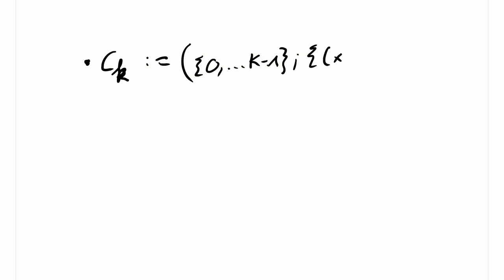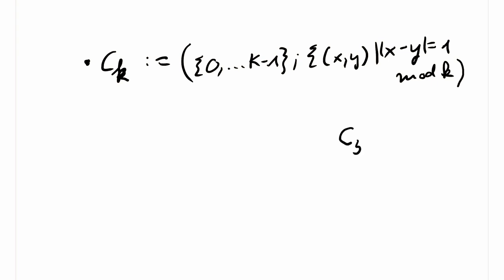Let's start with Ck without a directed arc above it. It's the undirected cycle. It's the graph with the vertices 0 up to k minus 1. And this time we put an edge if the absolute value of x minus y is 1 mod k. So if I draw you C5, you would have 5 vertices and undirected edges in cyclic order.